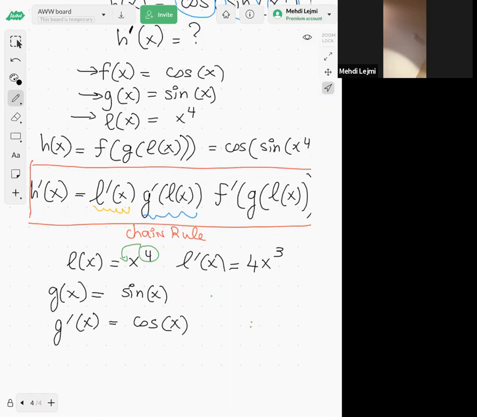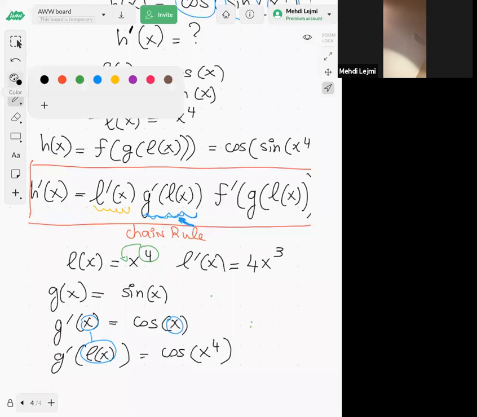Now in the formula, I need not just g prime of x, I need g prime of L of x. So I need to substitute x by L of x, this x here by L of x. So then that will be cosine of L of x. So it's cosine of x fourth, right? Because L of x is x to the power 4. Okay, so that's good. That's g prime of L of x.